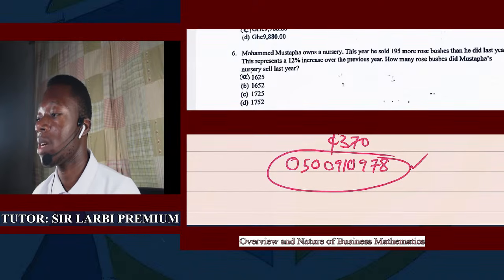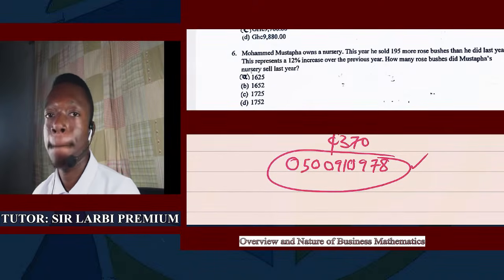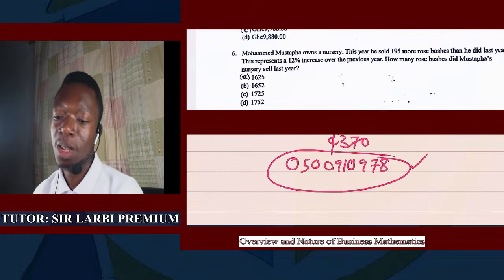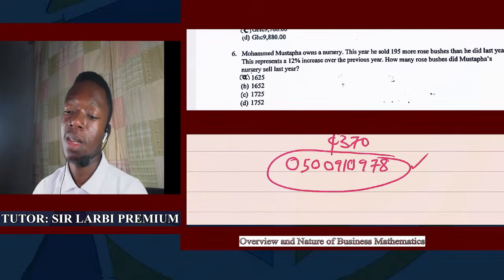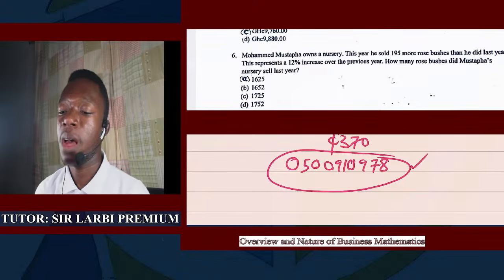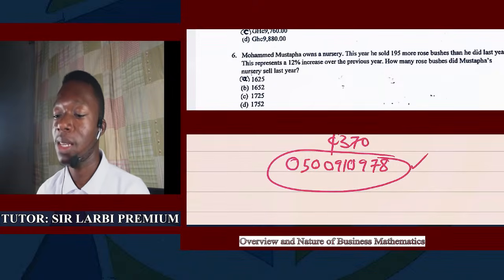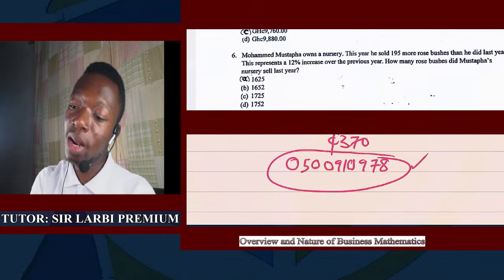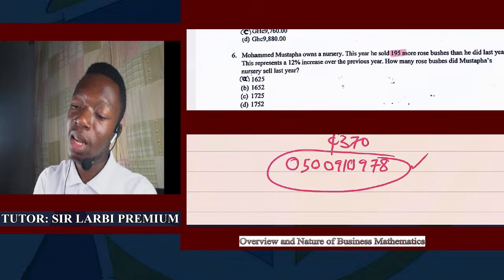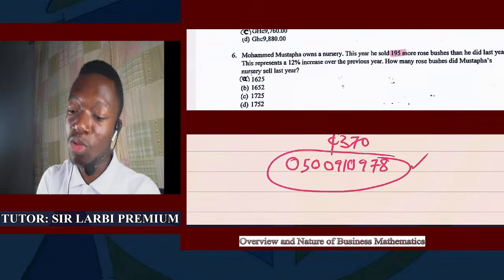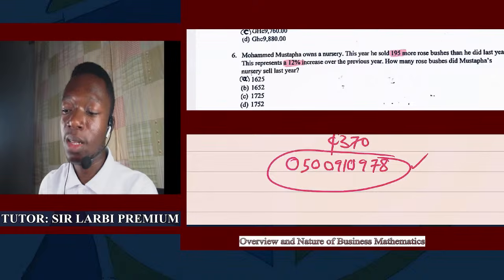Which last question are you talking about? Are you talking about question six? Yeah, question six. We said that Mohammed Mustafa owned a nursery, and he's saying that this year he sold 195 more roses than he did last year. And they are saying that this 195 that he sold is, in terms of percentage, 12%, right?